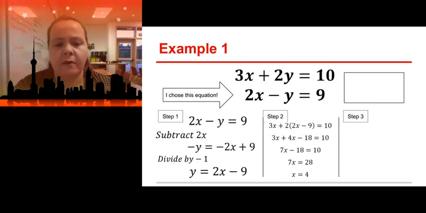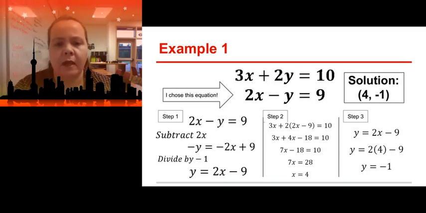Now we have half of our solution. So we're going to take the 4 and substitute it back into our expression from step 1. So we have y equals 2x minus 9, but now we know x is 4. So we have y equals 2 times 4 minus 9, which gives us 8 minus 9, which tells us that y equals negative 1. So we now know that our solution is the ordered pair (4, negative 1). That is the one point that satisfies both of these equations.